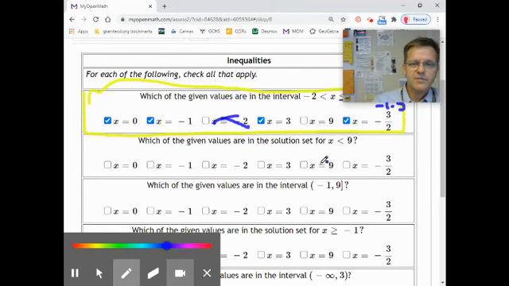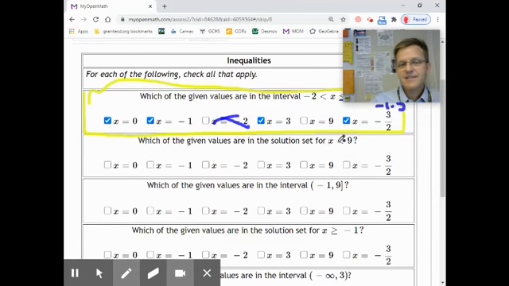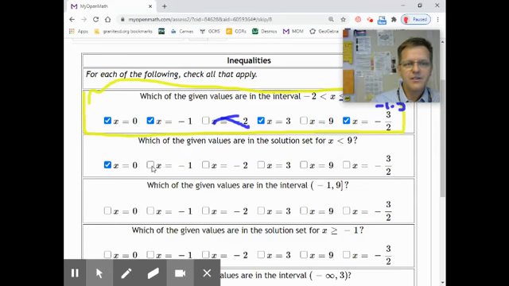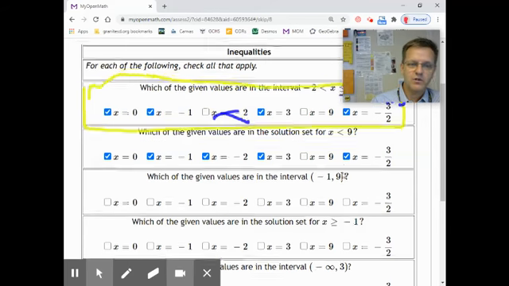Let's take some more examples. This one says x is less than 9. Which ones are less than 9? Is 0 less than 9? Yeah. Is negative 1 less than 9? Yeah. Okay, wait. Is 9 less than 9? No. 9 is equal to 9. So that one's out. And then any negative number is less than 9, of course.